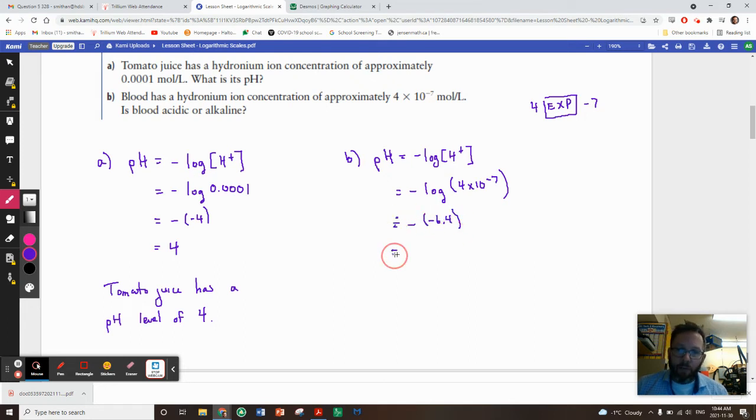So the pH level of blood is about 6.4. So blood is slightly acidic. We found that by finding its pH level.